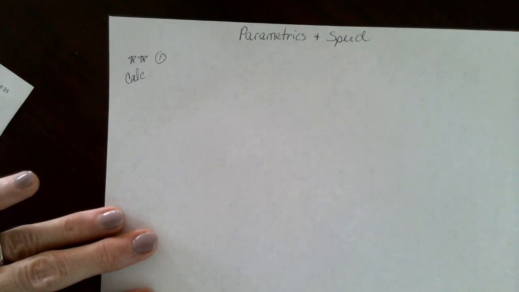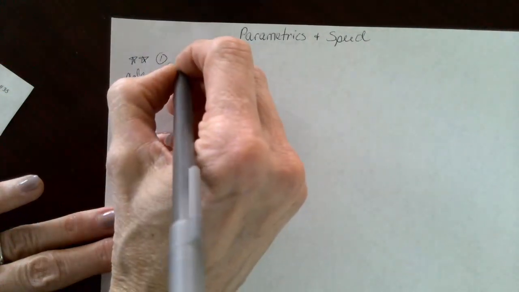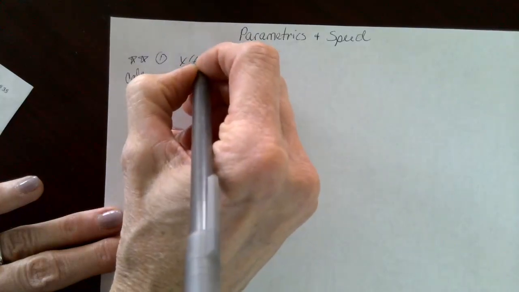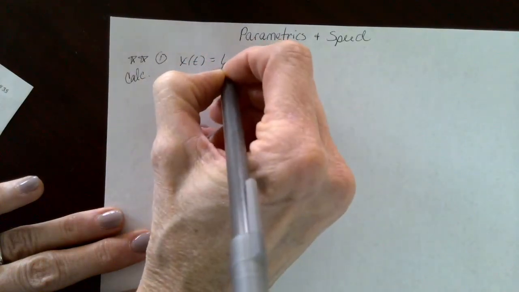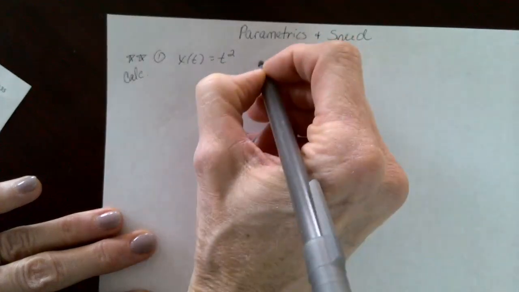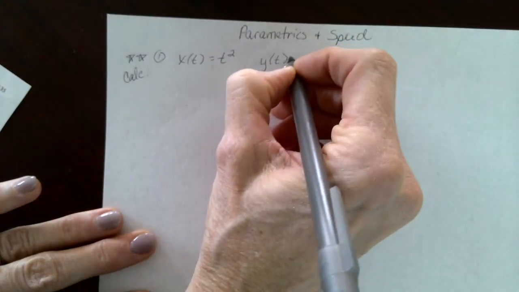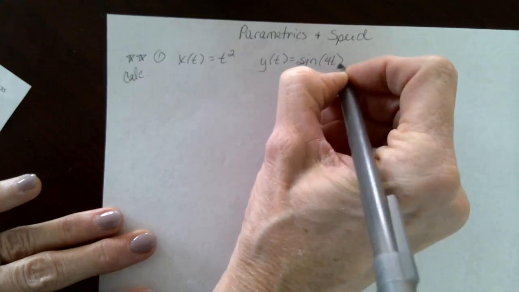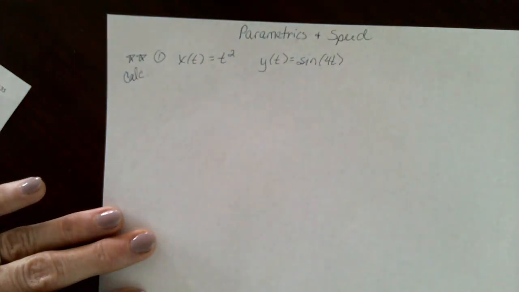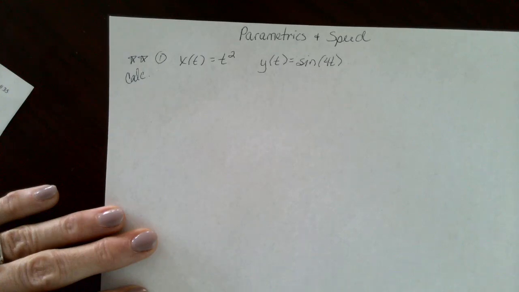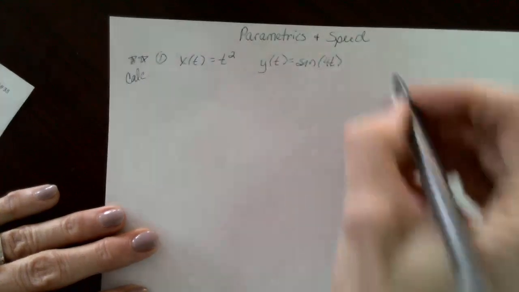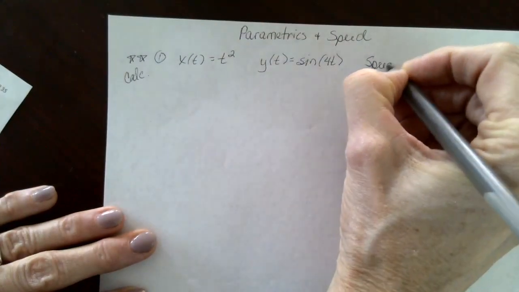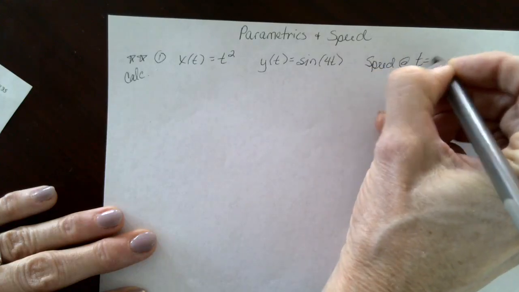All right, so here's what it says. The particle moves in the xy plane so that its position at any time t is given by this set of parametrics. So write these equations down. X of t is equal to t squared, and y of t is equal to sine of 4t. And they're asking us for this problem, what is the speed of the particle when t equals 3? We're looking for speed at t equals 3.